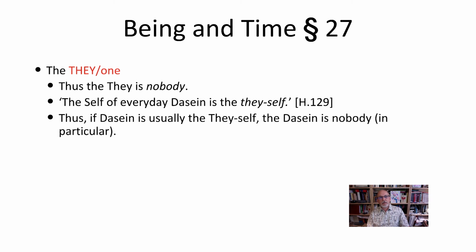Thus, if you do the math, if Dasein is usually, proximally, for the most part, the default mode, if Dasein is a they self and the they self is a nobody, then Dasein is nobody in particular. The who of Dasein is nobody in particular, as a default mode, in our everyday way of being. We are interchangeable in large part, most of the time.